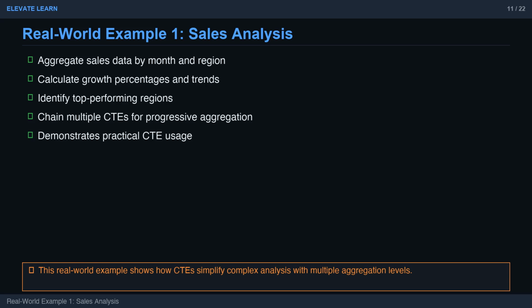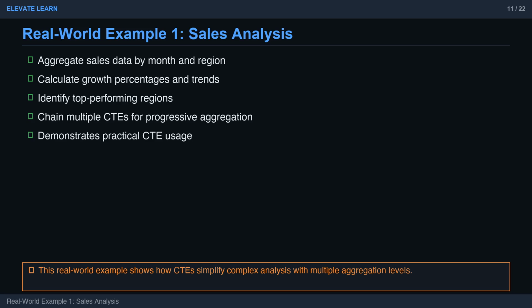First, we calculate monthly_sales, aggregating by month and region for the year 2024. Then we create region_summary to get annual totals by region. Finally, we join these CTEs and calculate the percentage that each month represents of the annual sales for its region.